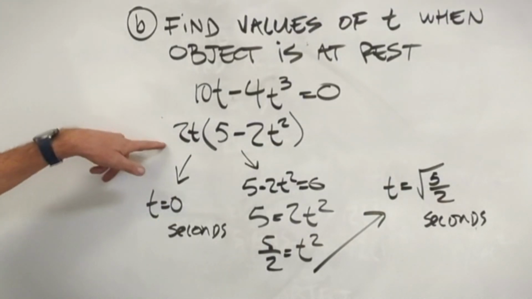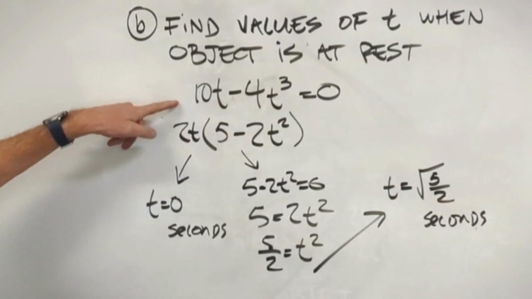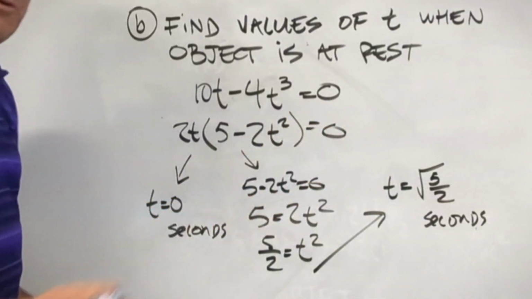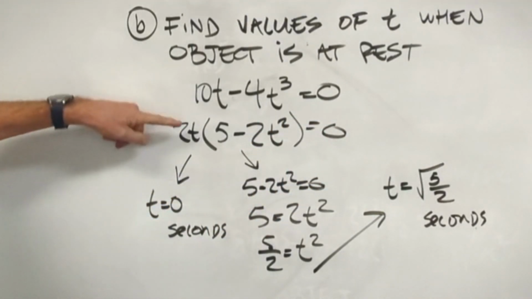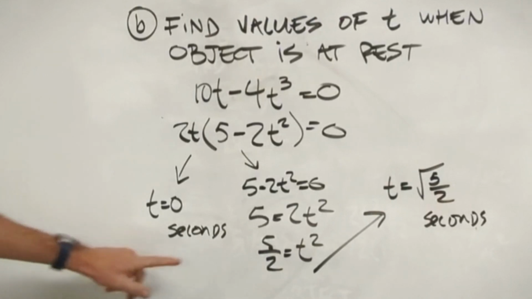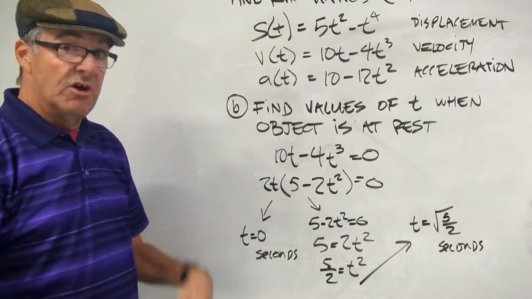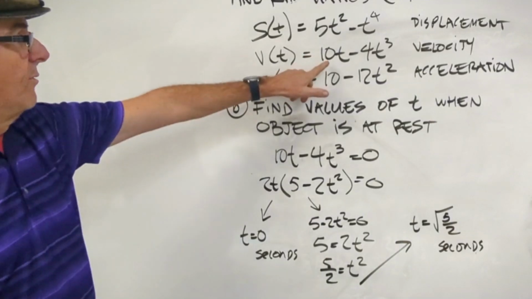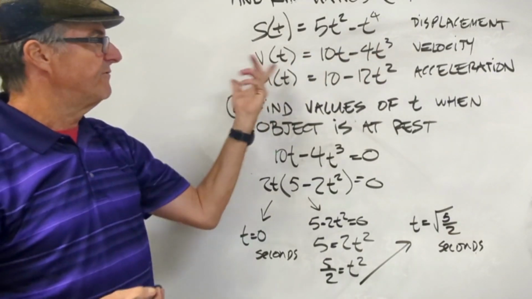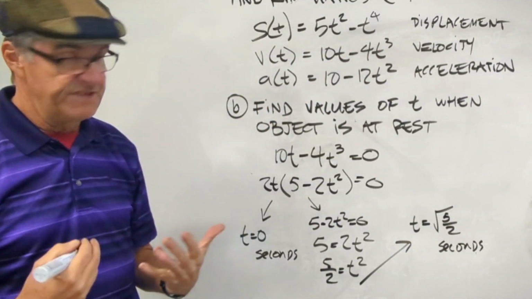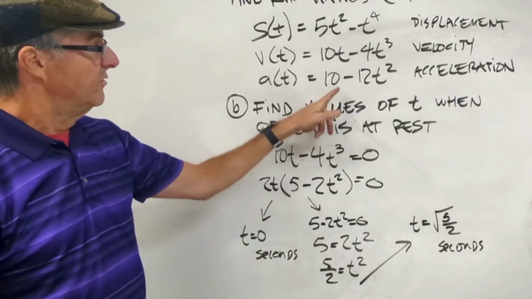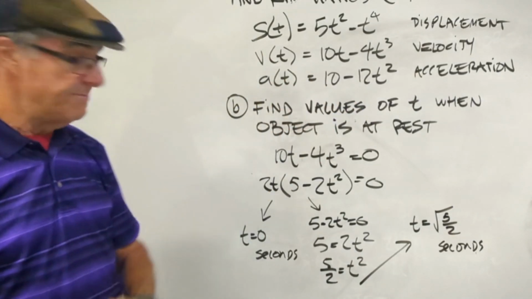What I did is I just factored out a 2t from both those terms. Then I have this times this equals 0. So I just branch out. 2t equals 0 gives me t equals 0. That's one moment where this object is at rest. That makes sense because you put 0 in for t in our velocity function and you don't get any velocity. In our acceleration function, that's not the case. We have this constant here, but we'll get to that in a minute.